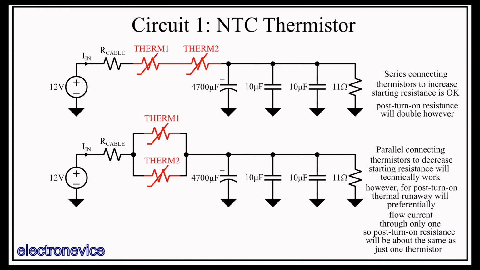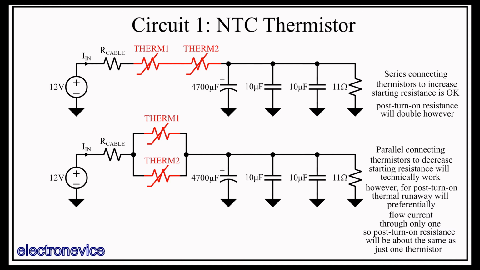The starting resistance will properly drop in parallel, however, post-turn-on only one of the thermistors will have heated up, because the one that drops its resistance more, even slightly more initially, will get more of the current from the input, which will cause it to heat up more and drop its resistance more, causing it to get more current, causing a kind of runaway effect. So one will be hot and the other will be cold in parallel.